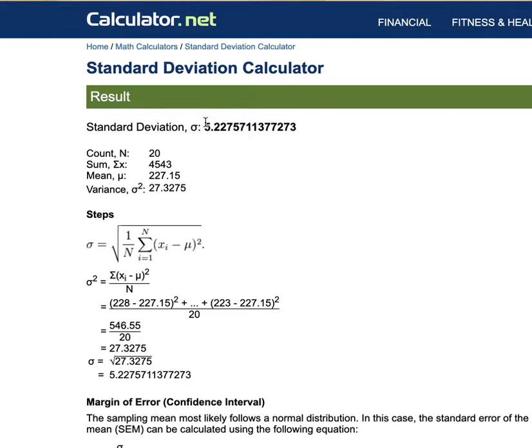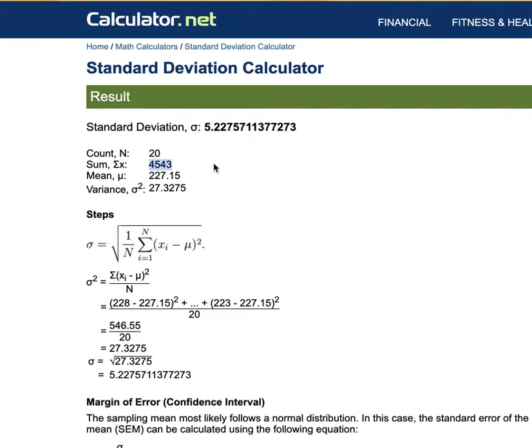So when you click the calculate button, we find out that the standard deviation of those 20 numbers is 5.22757, and so on. Now there's 20 numbers, and that's something that I always look at to make sure I didn't forget one, because it's quite common when you're typing all those numbers to put in one extra or be short one. So check that number when you're entering those numbers in.